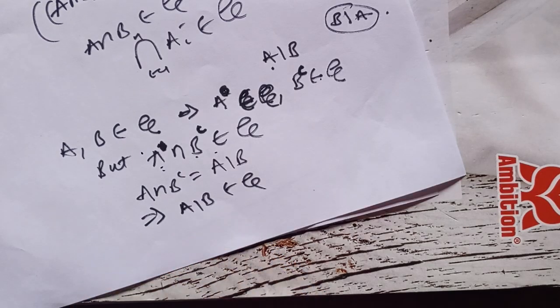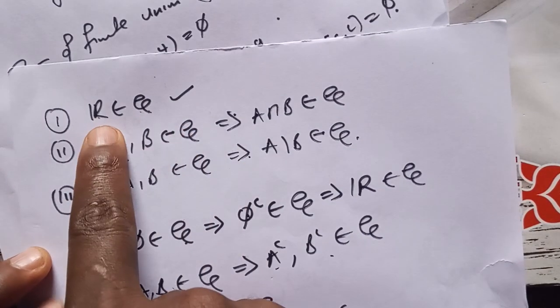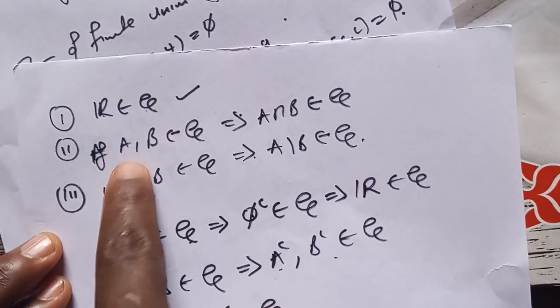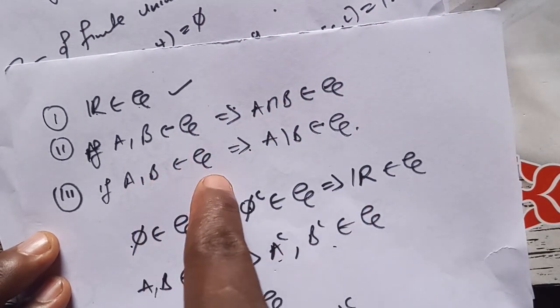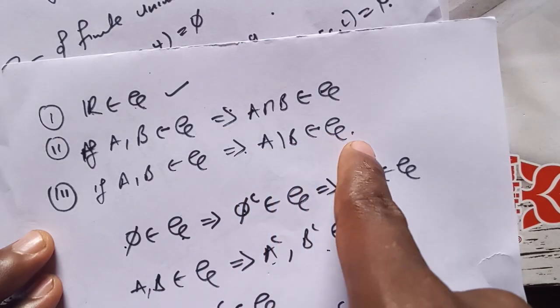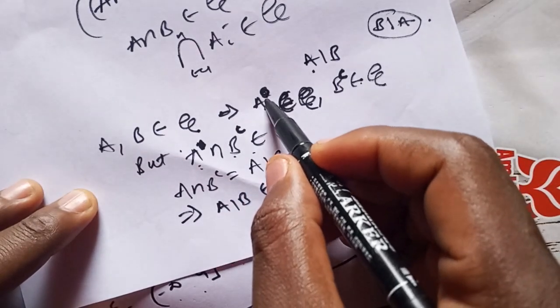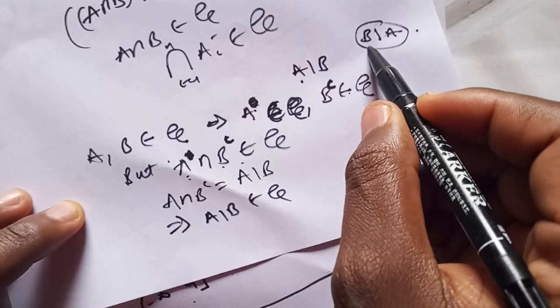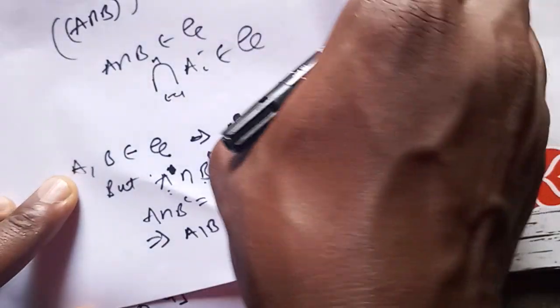So you see I've proven my three propositions and shown that they are all algebras. We have shown that the set of real numbers is in the algebra, then if these two sets are in the algebra, then their finite intersection is in the algebra. If these two sets are in the algebra, then their difference is in the algebra. Also, like I said, if I had gone with A complement, then I will arrive at B difference A, which is also in the algebra.